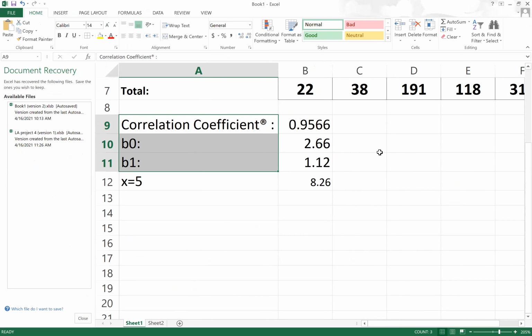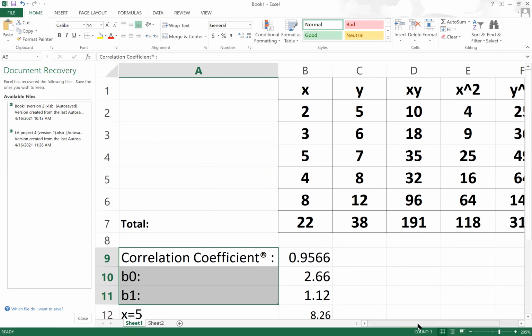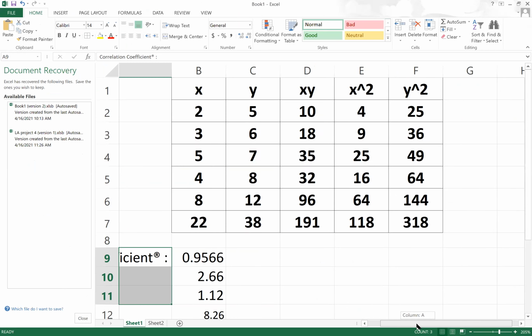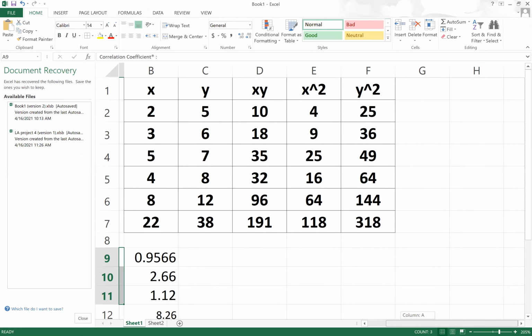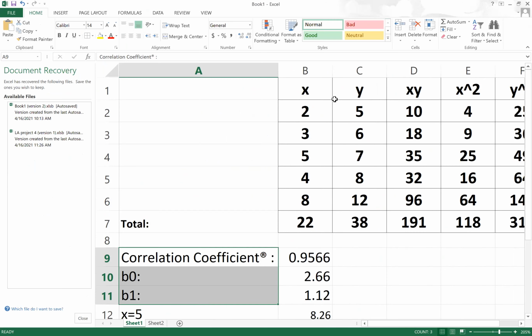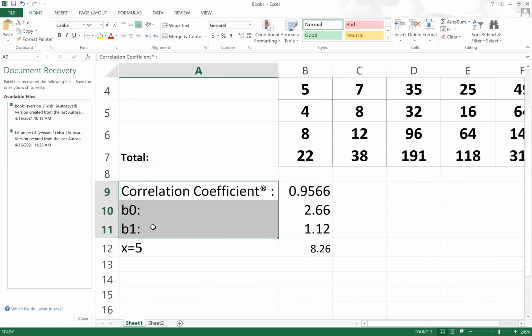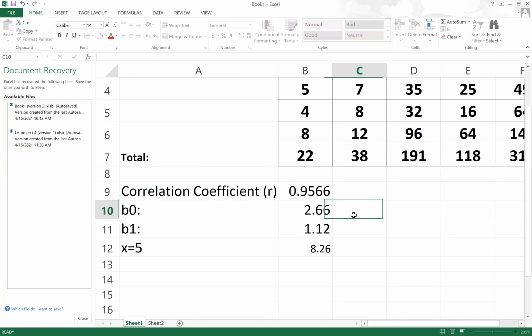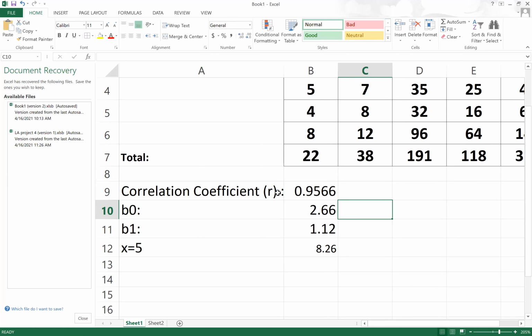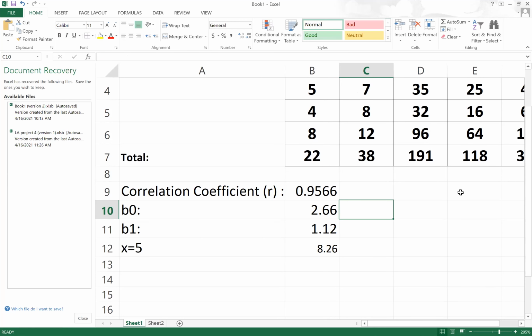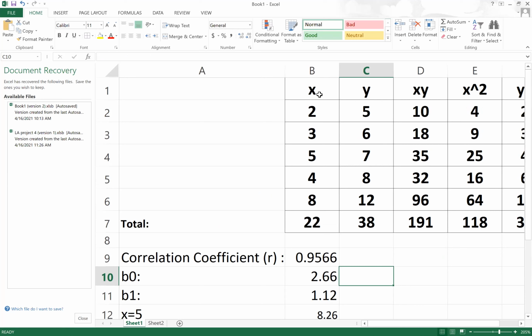So all of this work is good, right? So in your Excel project, you should also do the same thing, right? Calculate all these different numbers needed to calculate the B0, B1, and then the correlation coefficient R, right? All those are important. Okay. So now, first of all, let's start with the scatter plot.